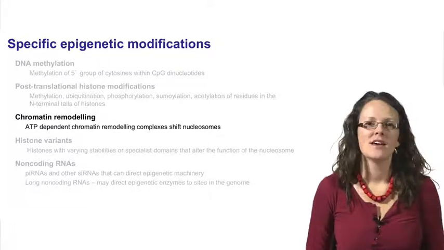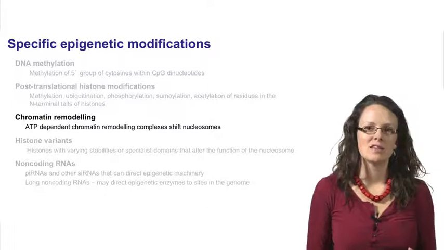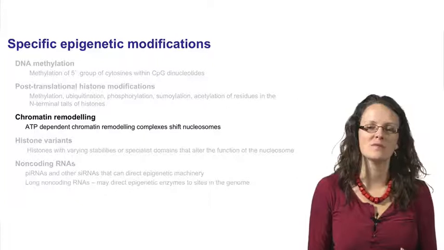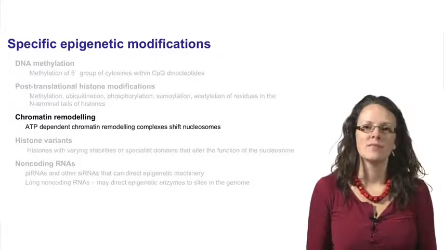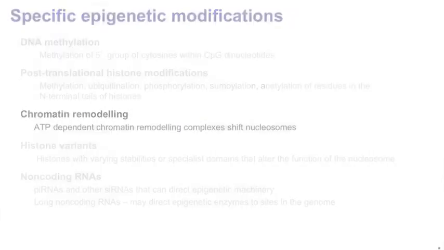So we're going to move on now from the very particular epigenetic marks that we've covered in the last few lectures, so DNA methylation and various histone modifications, to think about how these modifications might bring about changes in the chromatin itself, how the chromatin is packaged more densely or more sparsely. And to think about this, we really need to consider the chromatin remodelling complexes.